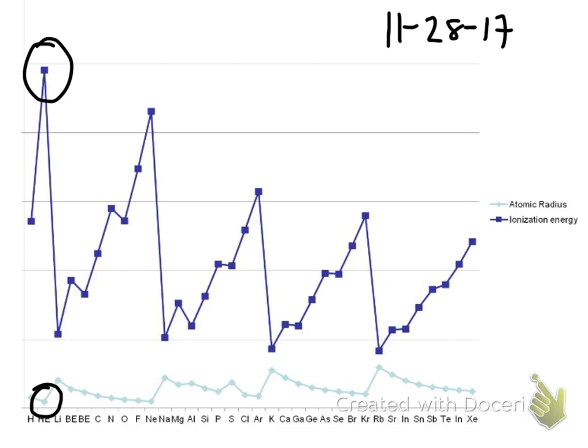Who would say inverse? I would. You should vote with me. Inverse means when one quantity goes up, the other quantity goes down. That's an inverse relationship. So there's an inverse relationship between atomic radius and ionization energy. When you see a very low ionization energy, you would expect to see a larger atomic radius.